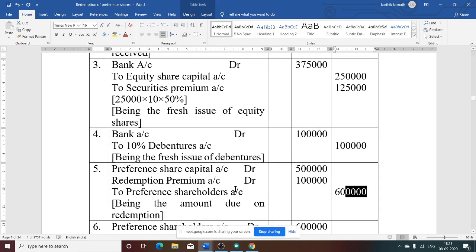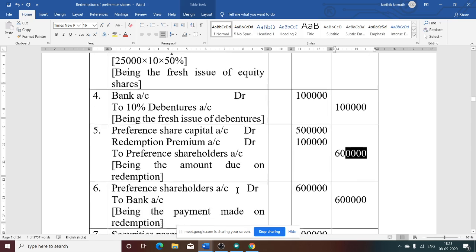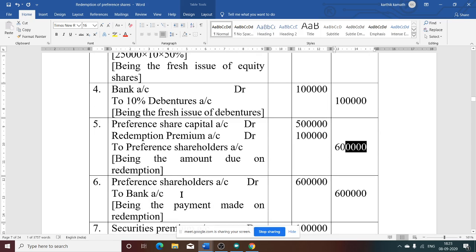Now the amount due on redemption is known. Now the actual amount is given to the preference shareholder. Next journal entry is money paid to the preference shareholder. What is the entry? Preference shareholder account debit to bank account. Debit the receiver, credit the giver. So being the payment made on redemption, total amount, that is 6 lakh, 5 lakh plus 1 lakh, 6 lakh is given to the preference shareholder. That is sixth journal entry.